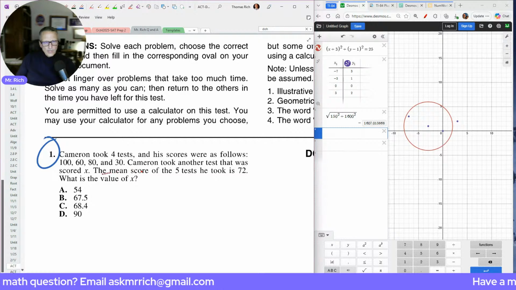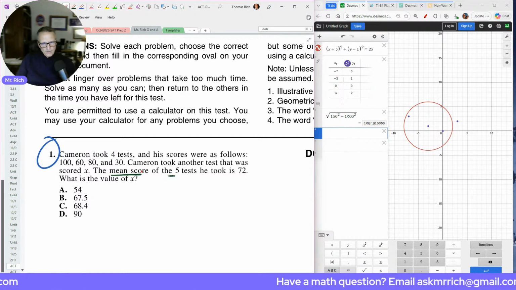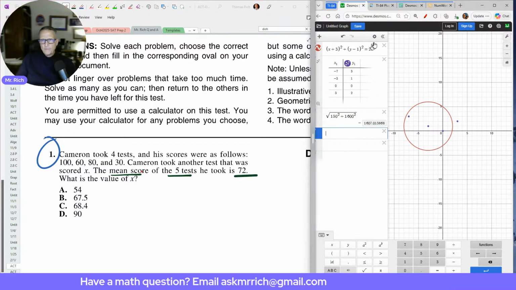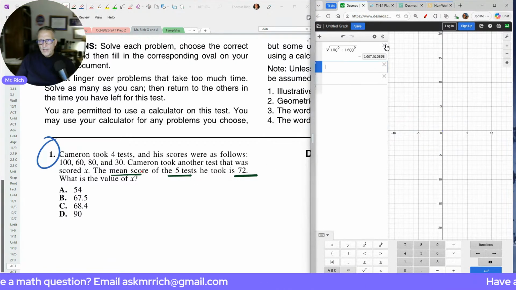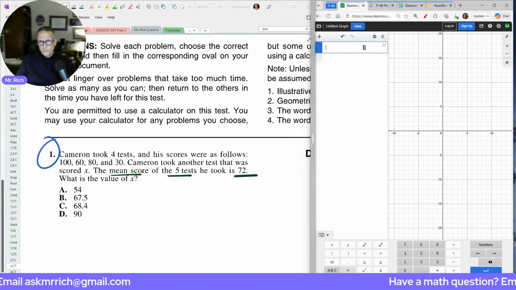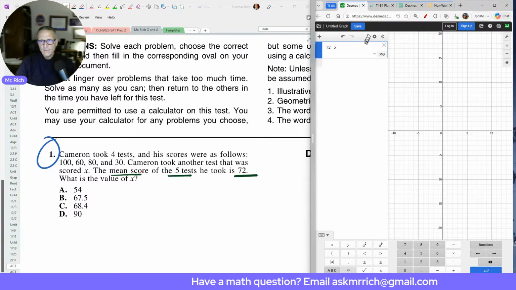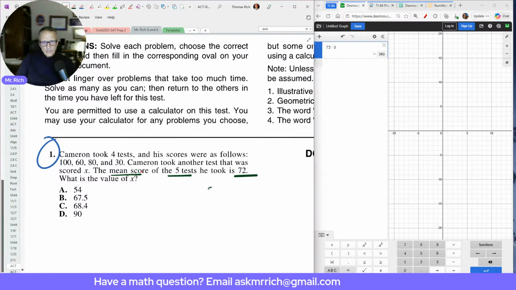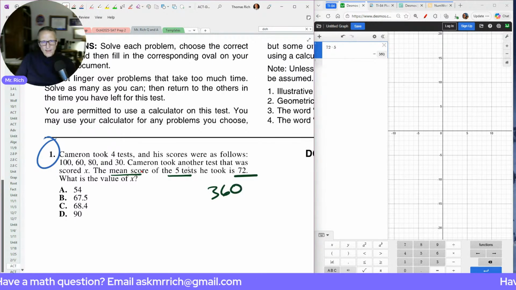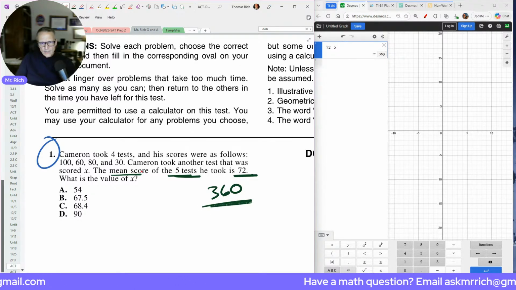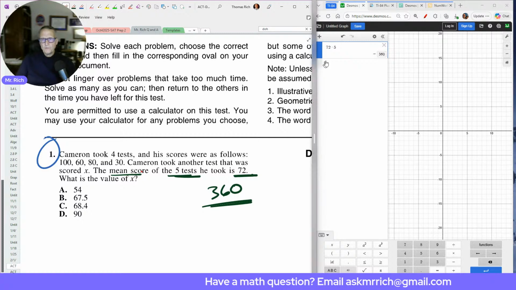So if you take an average or a mean of 5 things and the average is 72, I'm just going to use Desmos right here not as a graphing calculator, but just as a calculator. So I'm going to type 72 times 5. That would mean that if the average of all 5 of the tests is 72, the sum of the tests has to be 72 times 5. So I just used Desmos here and typed in 72 times 5.